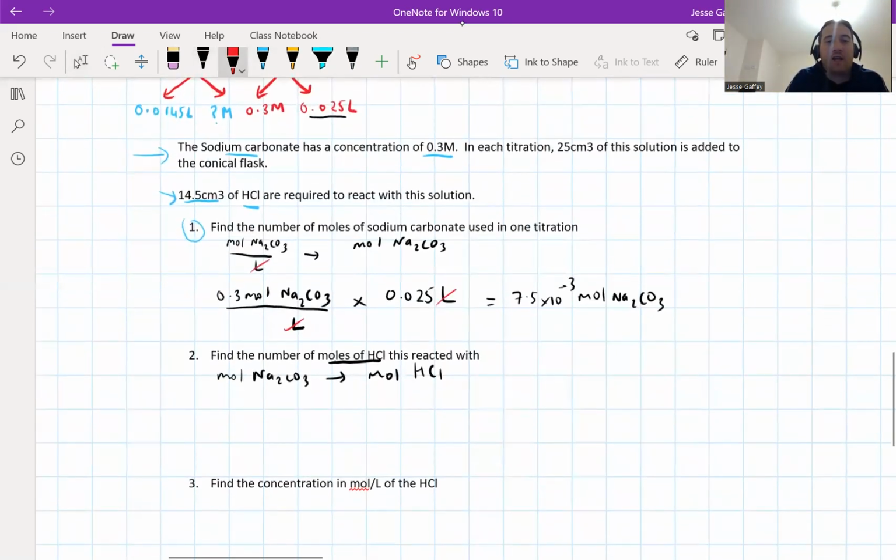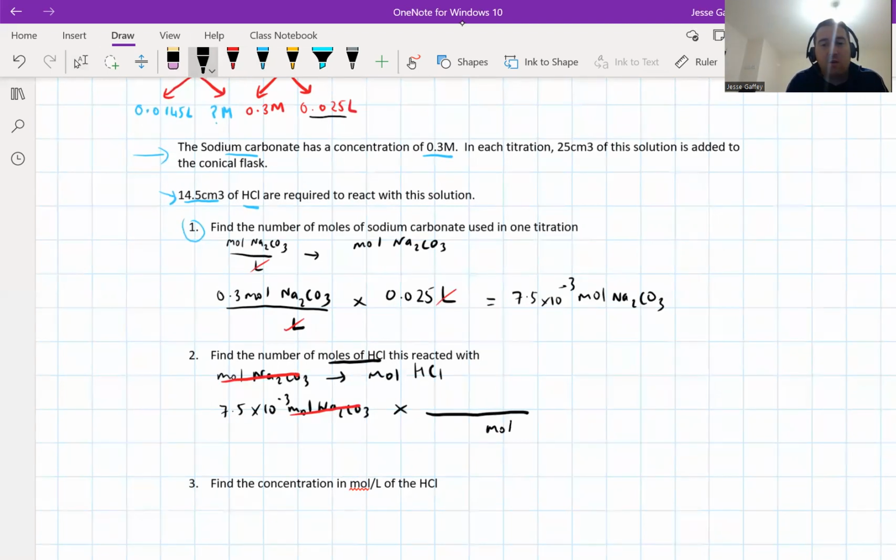Okay, so remember, you want to cancel moles of Na2CO3 and leave you with moles of HCl. The first thing you need to do is write down how many moles of Na2CO3 we have. We have 7.5 times 10 to the minus 3 moles of Na2CO3. And we want those to cancel. To do that, we of course need it in the denominator of our conversion factor. So I'm putting moles of Na2CO3 here, and those are canceling. And I want to leave moles of HCl on the top. That's what I want to leave uncancelled.